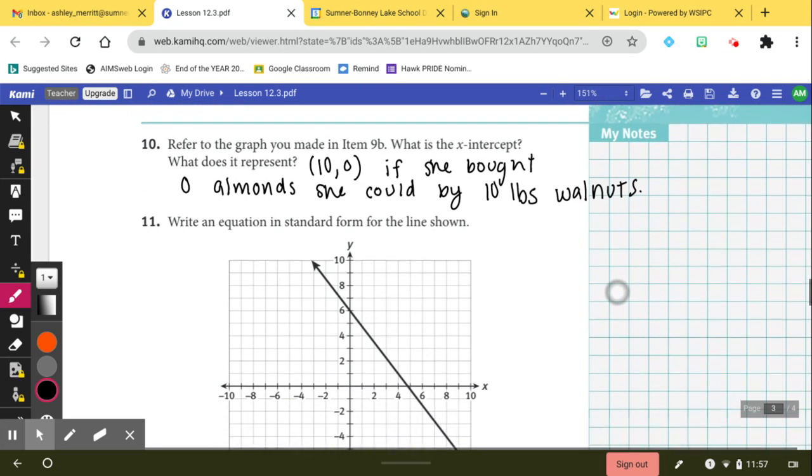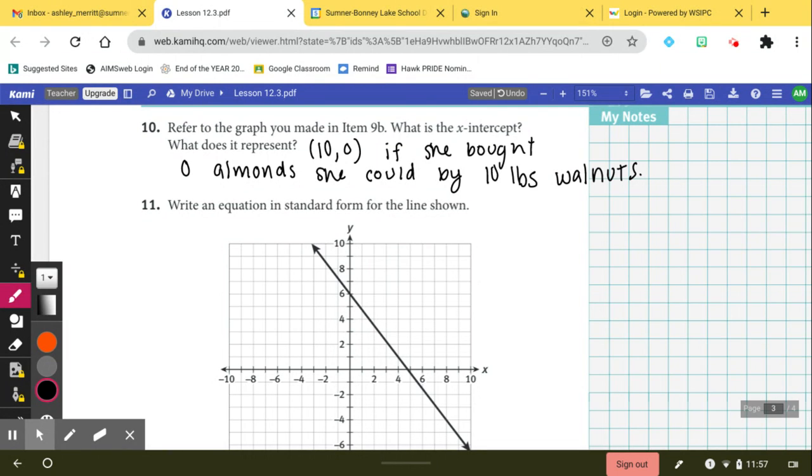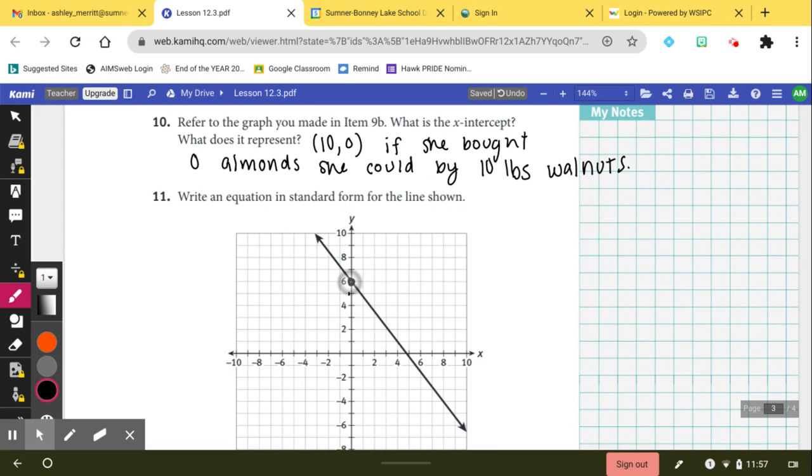Okay, so then it says write an equation in standard form of the line shown below. In order to write it in standard form, I'm going to first write it in slope-intercept form. So I know my y-intercept is 6, and then my slope, finding nice points, would be right here. So I go down 5, right 4, so negative 5 over 4. So my equation would be y is equal to negative 5/4 x plus 6.